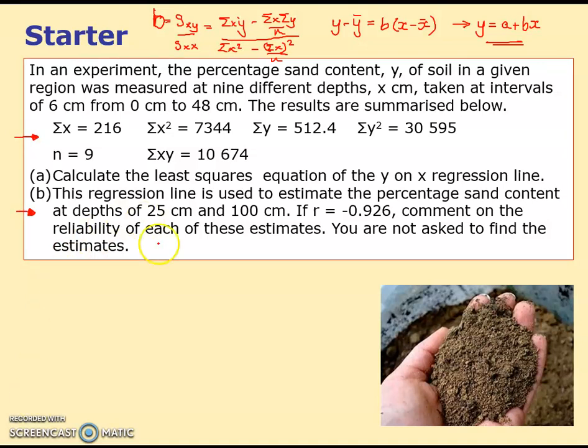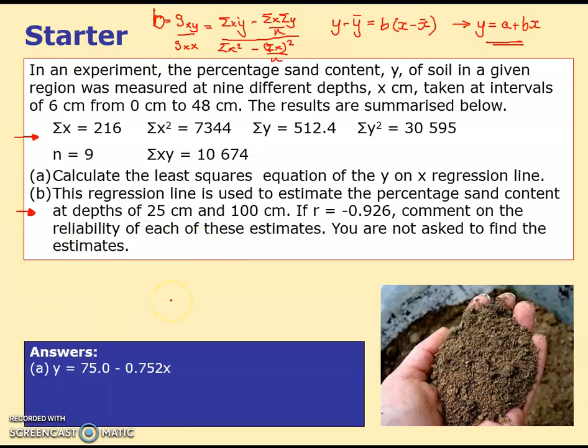Okay, welcome back. So what did I get? First of all, I want to show you my answers for the first part, and there they are. So we got y equals 75.0 minus 0.72x. So this is what you should have got for your b value, and this is your a, which you get from putting it into the other formula. Now, that's the line, but part b then says this regression line is used to estimate the percentage sand content at two different depths, so at 25 and 100.